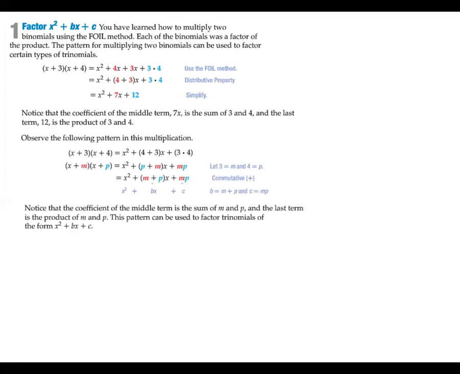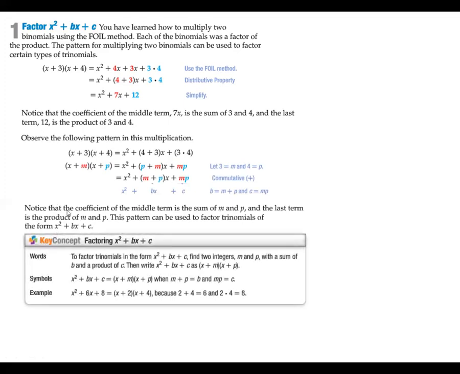And that pattern can be used to factor trinomials where you have x squared plus a number times x plus c. For example, if you had x squared plus 6x plus 8, that would be x plus 2 times x plus 4, because the 2 plus 4 gives you 6, and the 2 times 4 gives you 8.